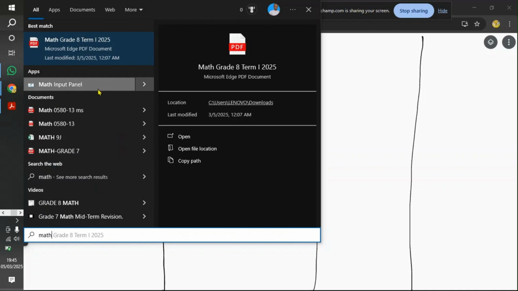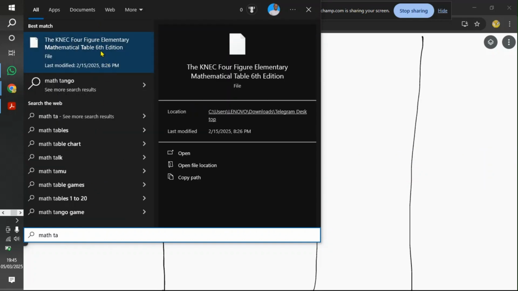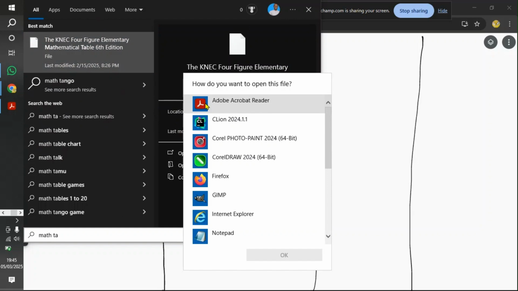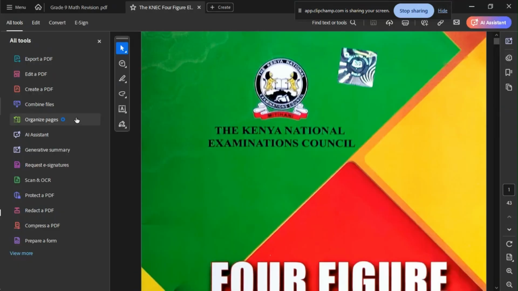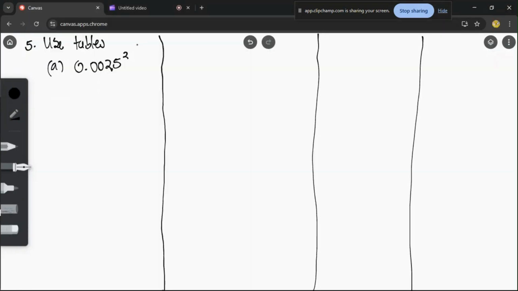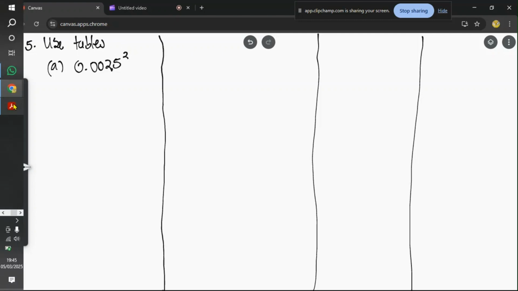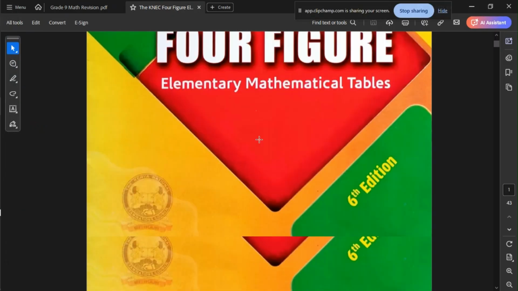The 4 figure mathematical table is this one. Let me open it. Right, so this is the question here. This is the square, so I'll go to the table of squares. The table of squares is here.